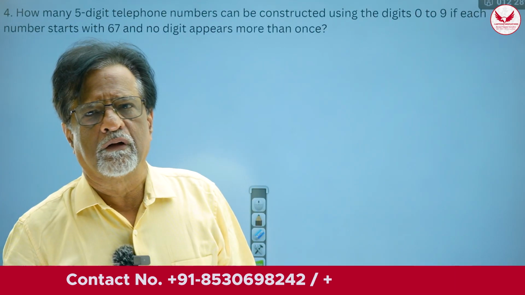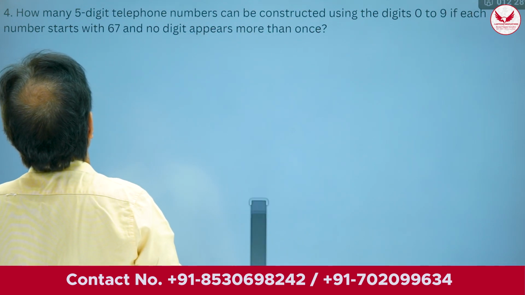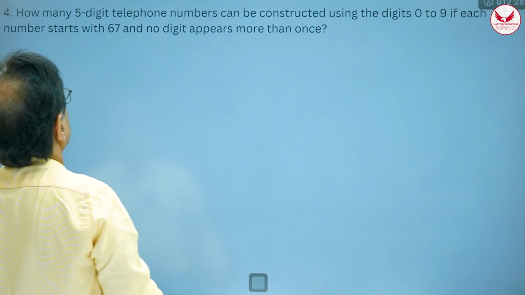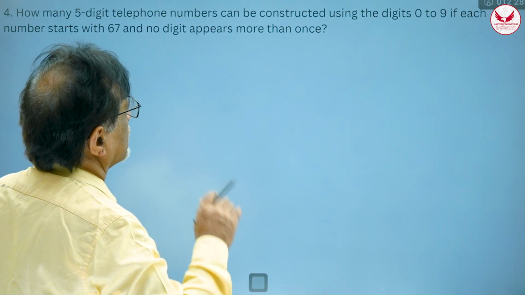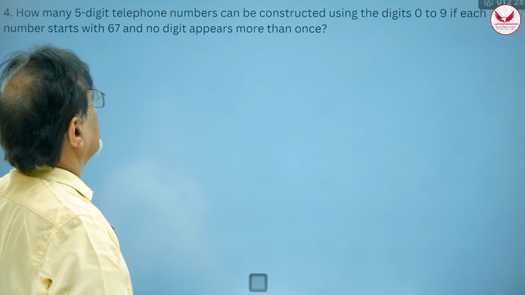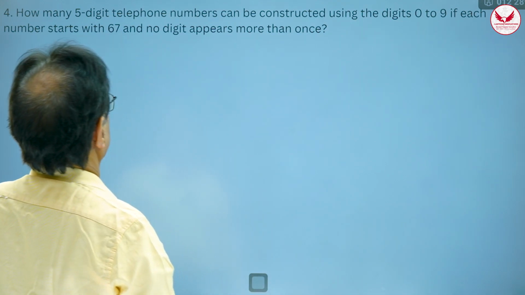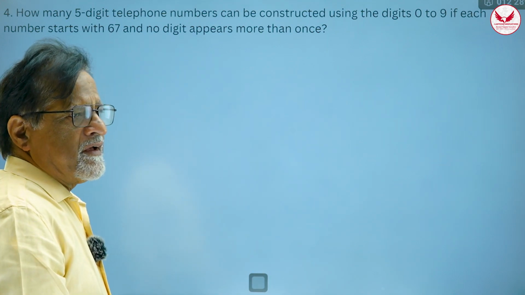Students, let us focus on the next problem in the same section. Now the next problem is: find how many 5-digit telephone numbers can be constructed using digits from 0 to 9 if each number starts with 67 and no digit appears more than once.